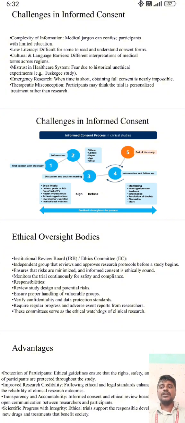Next, ethical oversight. Ethical oversight is mostly used through the IRB and EC. It is mostly used for the purpose of ethical oversight. Advantage of this: it mostly provides ethical guidance to protect participants' rights, safety and the purpose of the study. It improves research capability and the quality of public research outcomes.